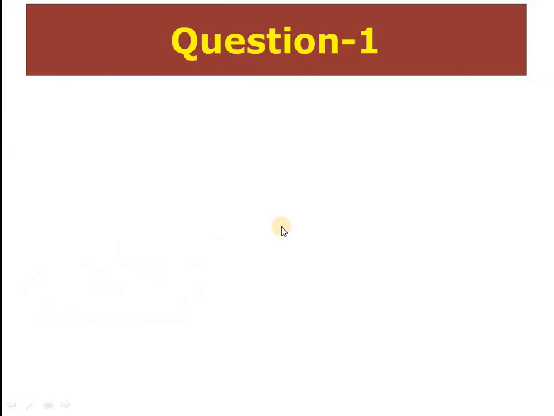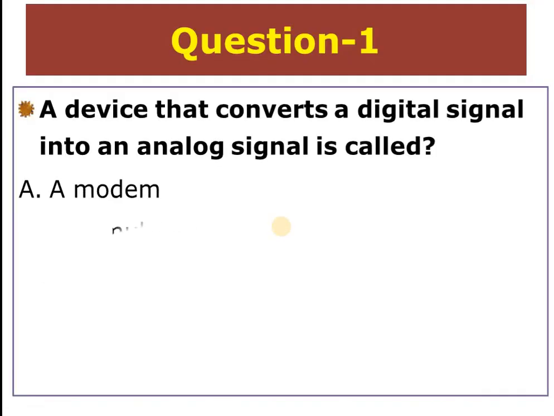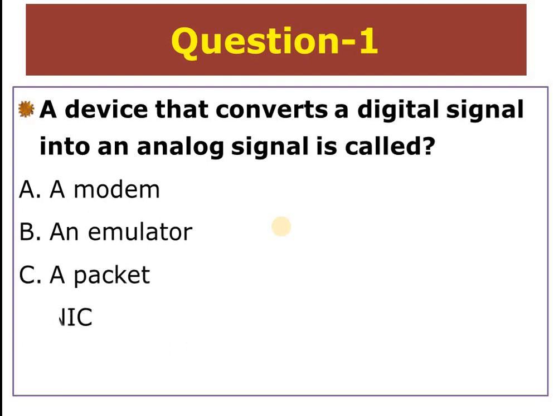Here is the first question, question number 1. Question number 1 says, a device that converts a digital signal into an analog signal is called blank. A modem, B an emulator, C a packet, D an NIC. The answer is choice A. A modem is a device that converts the digital signal into an analog signal.